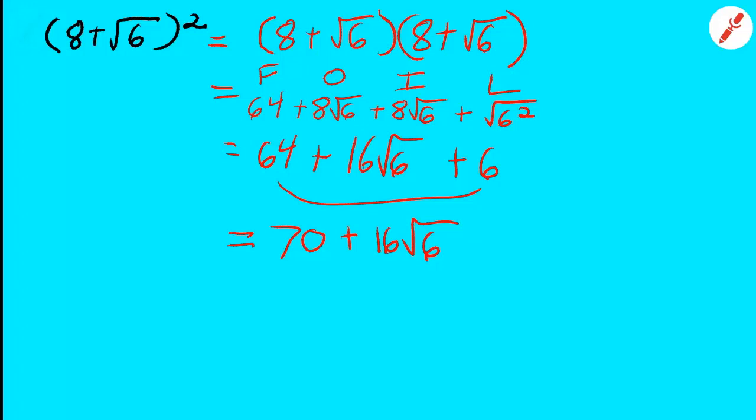Now, another one. We're going to be multiplying the square root of 7 minus the square root of 6 times the square root of 7 plus the square root of 6. We're going to FOIL these, but these are very special. Let me point this out.